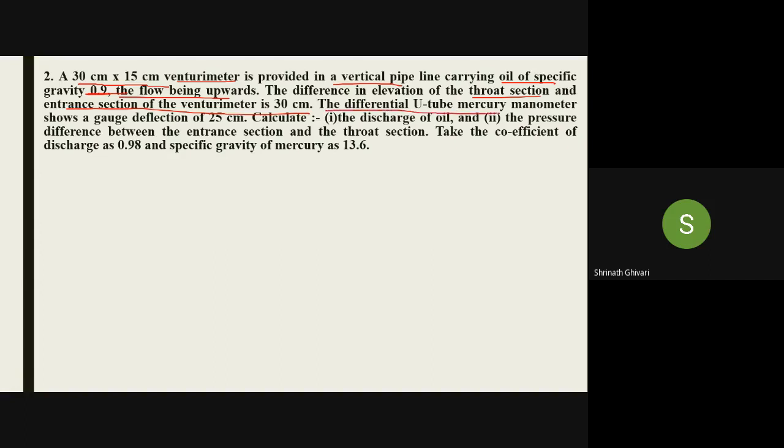The differential U-tube mercury manometer shows a gauge deflection of 25 centimeter. Therefore, there is a deflection of the mercury manometer, that is 25 centimeter. Calculate the discharge of oil through the pipe and the pressure difference between the entrance section and the throat section. Then take the coefficient of discharge as 0.98 and the specific gravity of mercury as 13.6.